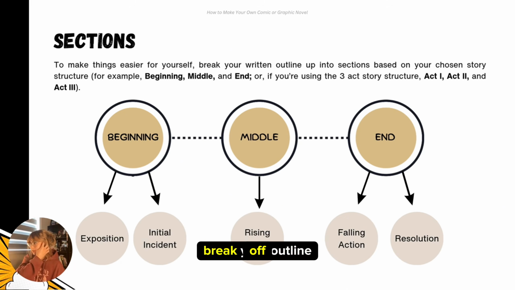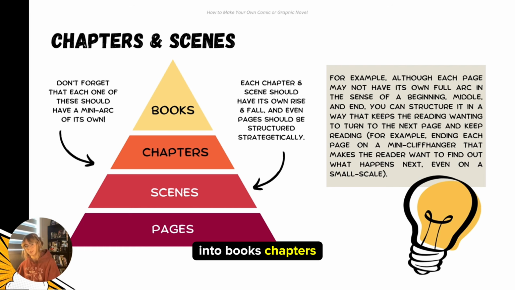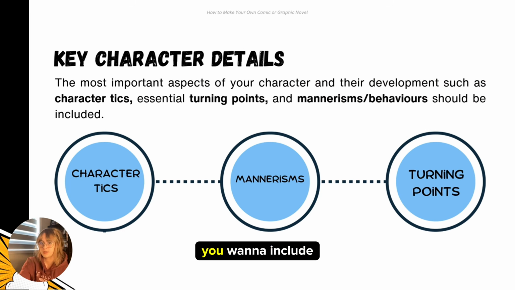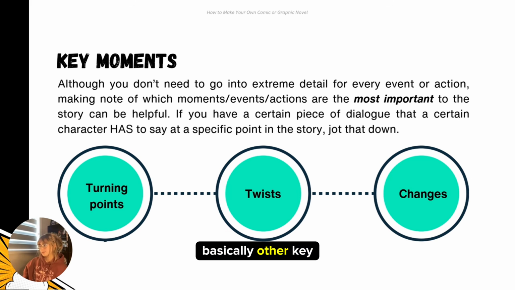So to start off, break your outline into sections, beginning, middle, and end. And then after that, break things down further into books, chapters, scenes, and pages. Even pages you could leave out at this stage if you don't want to get too specific. Other things you want to include are key character details, key setting details, important literary devices. You're also going to want to include just basically other key moments.